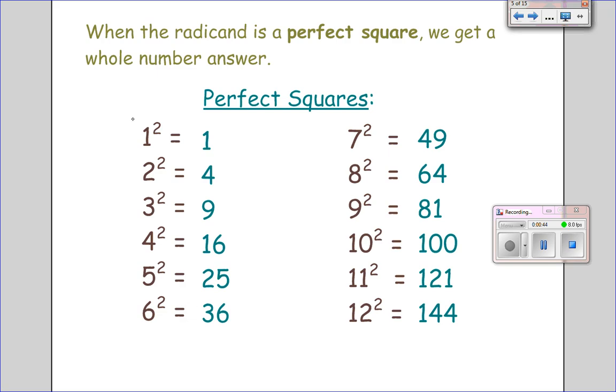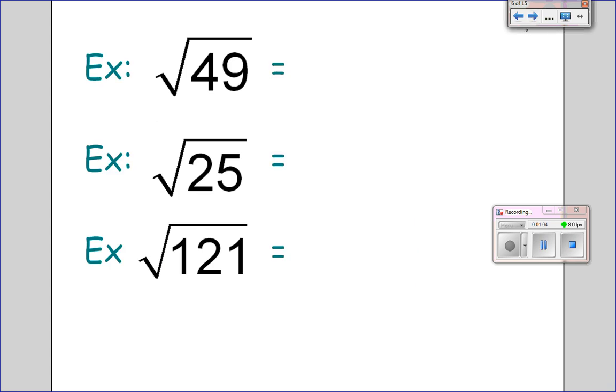So you should memorize that all of these numbers squared equal these other numbers, and that the square root goes back. So for example, you should know that 11 squared equals 121, and that the square root of 121 equals 11. You should know how to go both ways, at least up to 12. You have to have that memorized because you need to be able to recognize them quickly. So for example, square root of 49, 7, square root of 25, 5, square root of 121 is just 11.